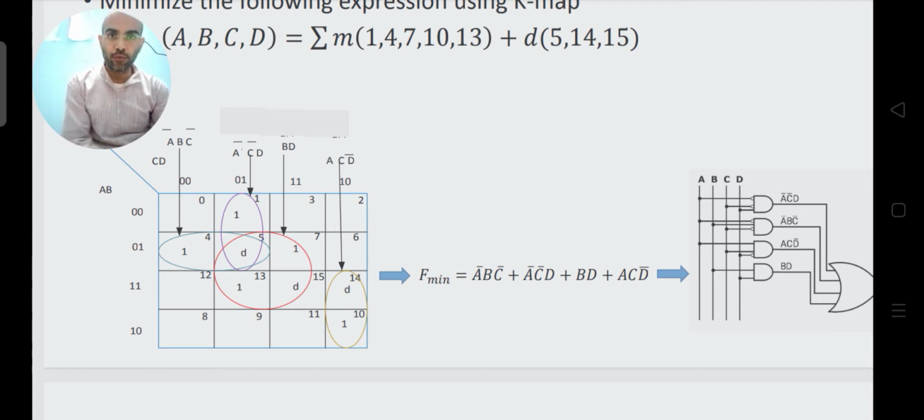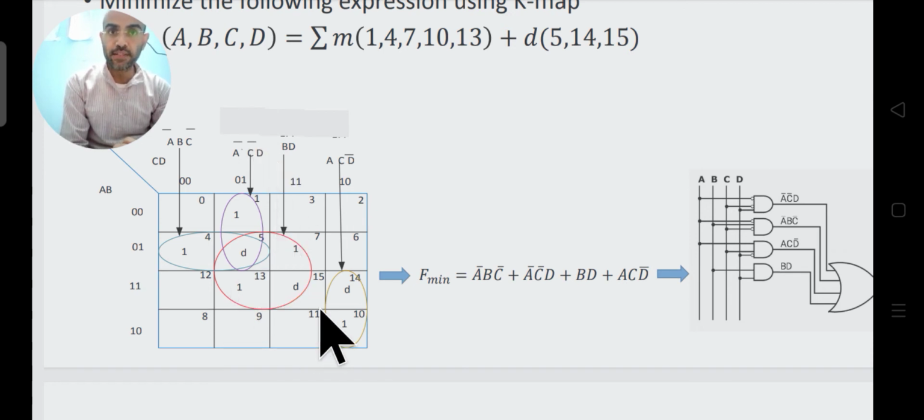So can we form a group of 4 cells? There can be multiple groups as well, but we can see that there is only one group, and in that particular group 2 don't cares should be included. If these 2 don't cares are not there, then we cannot form any quad. As 2 don't cares are there, this group can be formed, this quad can be formed. You can see why we have included these don't cares: they are helping us to reduce the expression.